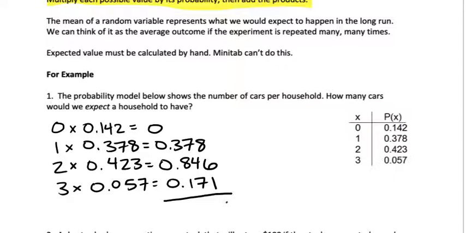So you can do this on a calculator or just adding. I get 1.395. So what this tells me is that the average number of cars per household is approximately 1.4. Now obviously no household is going to have 1.4 cars. Can't have a decimal number of cars, you have to have a whole number. But on average, if I took a bunch of households, added up how many cars they have, and divided by how many households I used, then I would find an average of about 1.4.